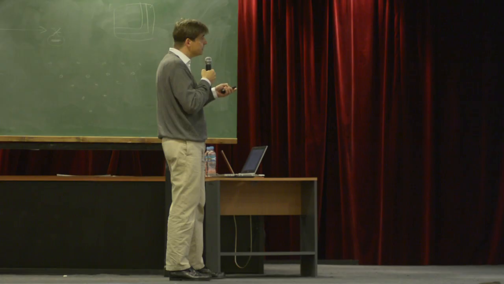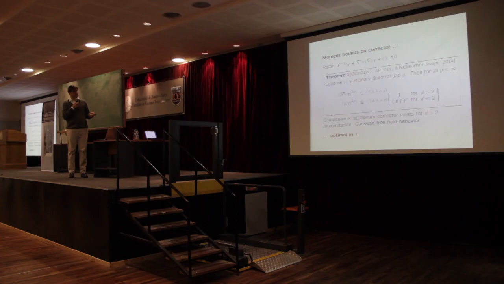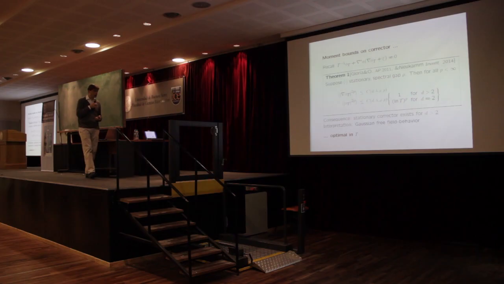So here comes the result. Again, we're looking at this modified corrector. We added this massive term so that we can make sense of the corrector no matter how small this regularization parameter t is. And now we're interested in bounds on this object that are, as much as possible, uniform in p.